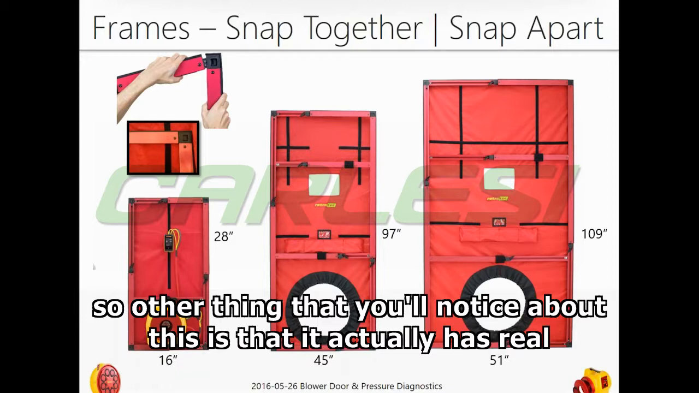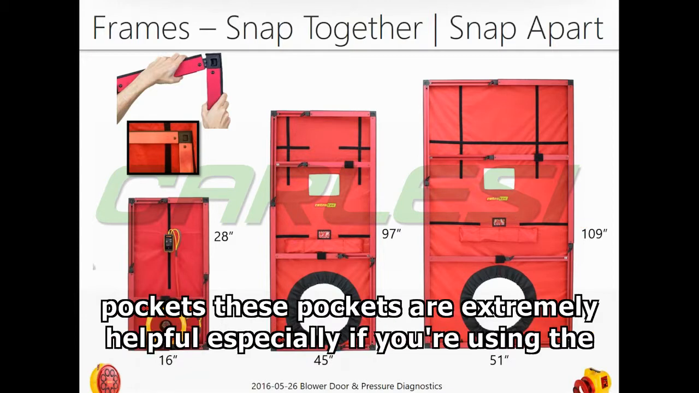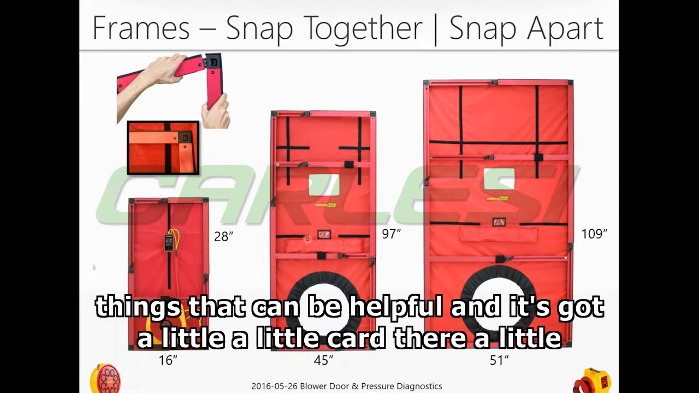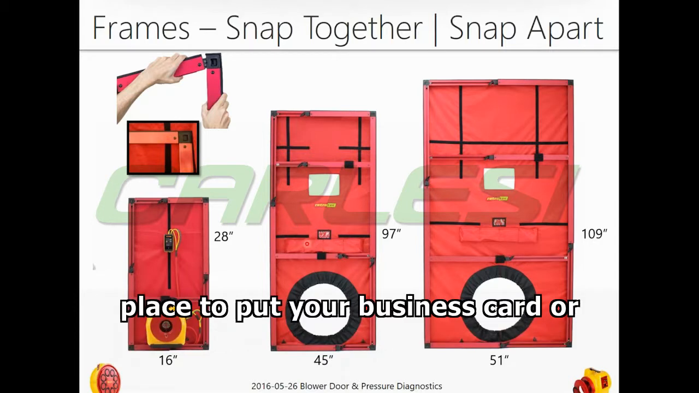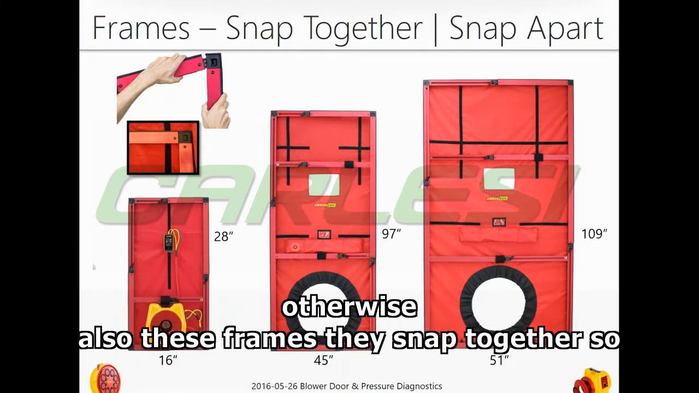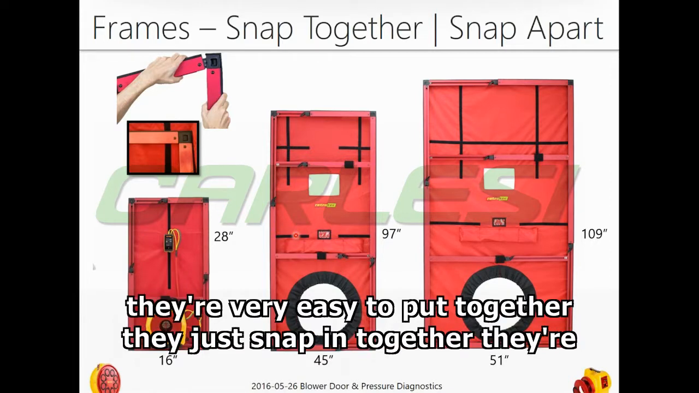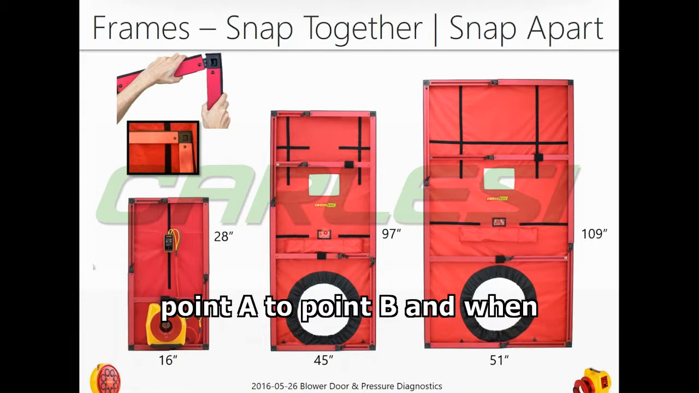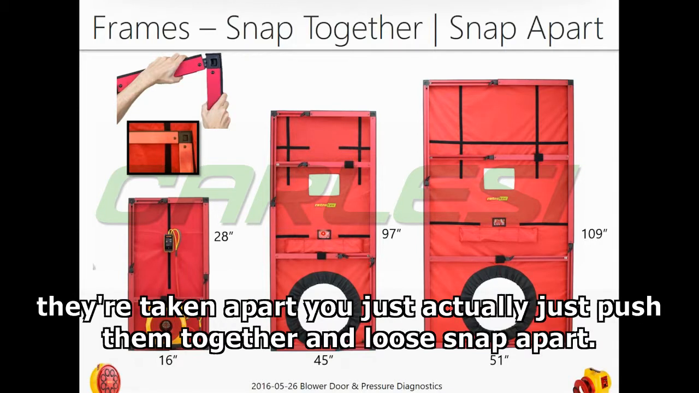The other thing you'll notice about this is that it actually has little pockets. These pockets are extremely helpful, especially if you're using a 5,000 or a 6,000 fan, to put your range plugs in, or any number of things that can be helpful. And it's got a little place to put your business card or otherwise. Also, these frames snap together, so they're very, very easy to put together. They're just a plastic depressed fit, point A to point B. And when they're taken apart, you just push them and they snap apart.